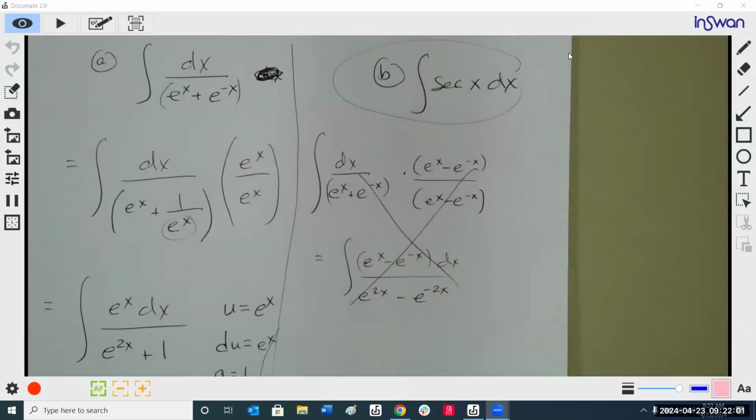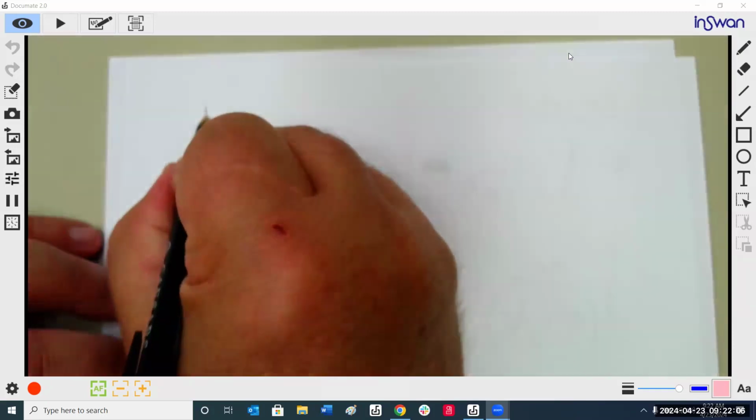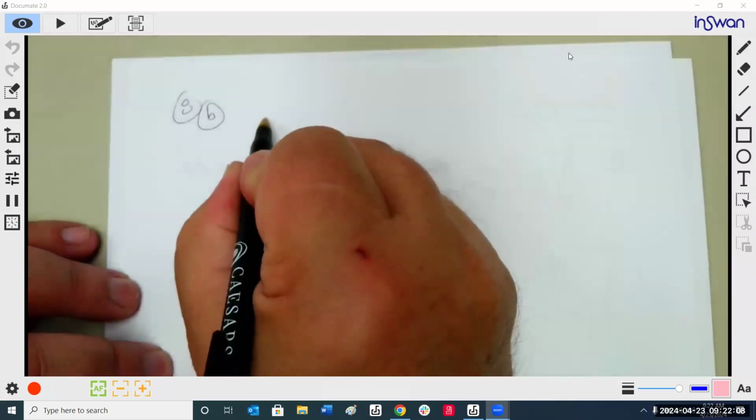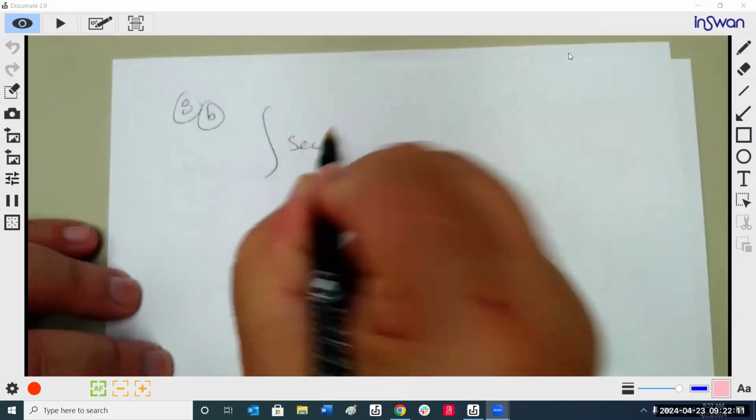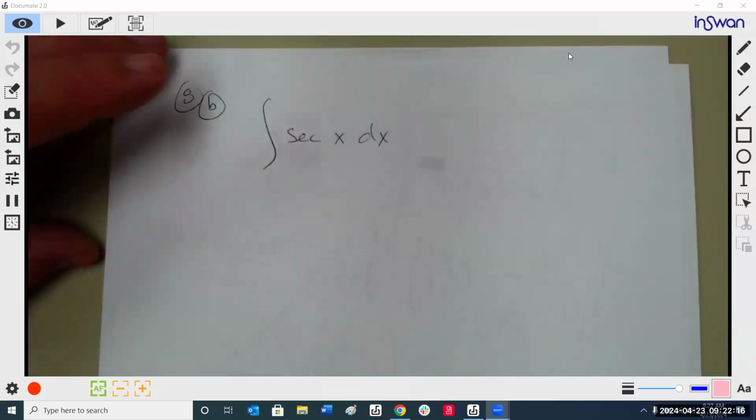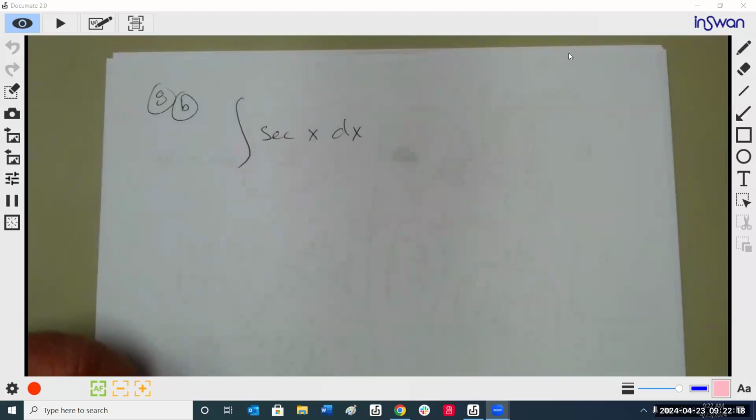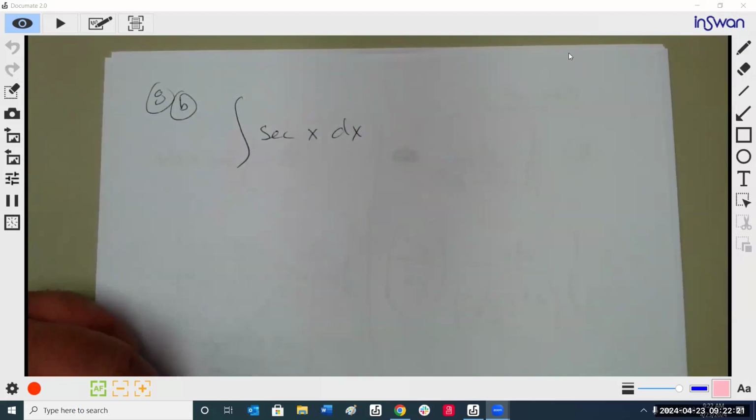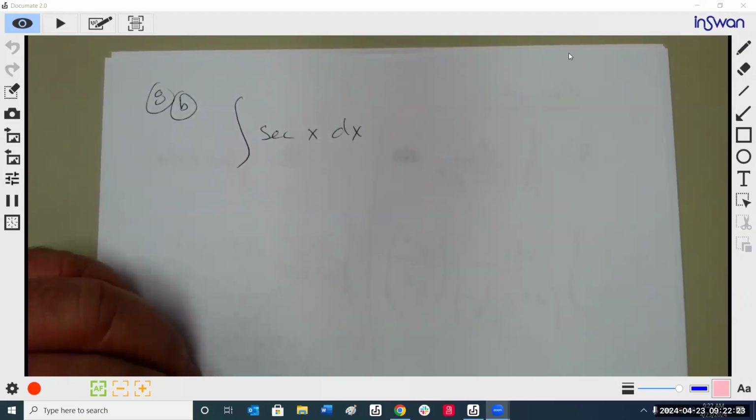Now go to the next page. Part B: the integral of secant x dx. This one's not so readily noticeable.